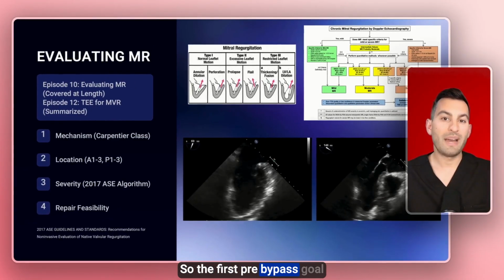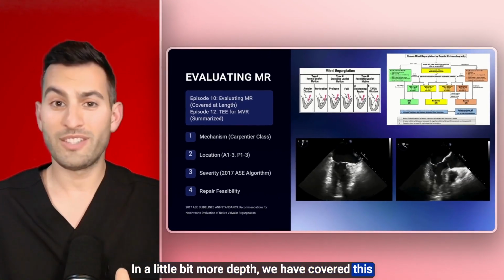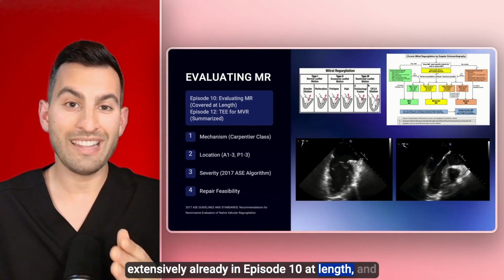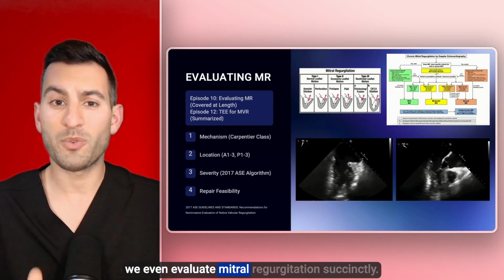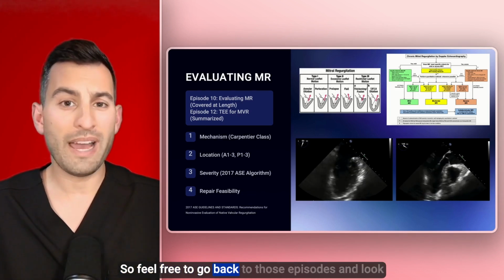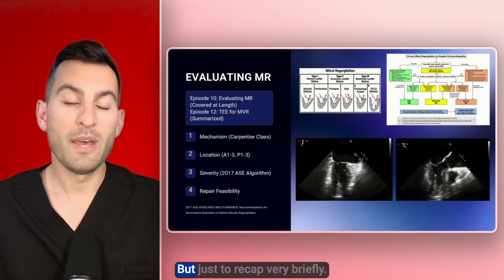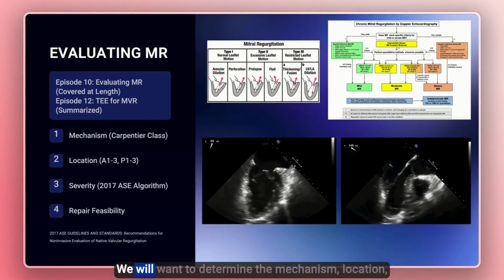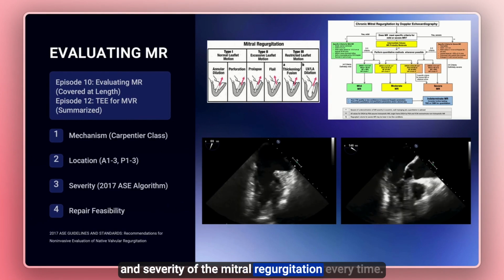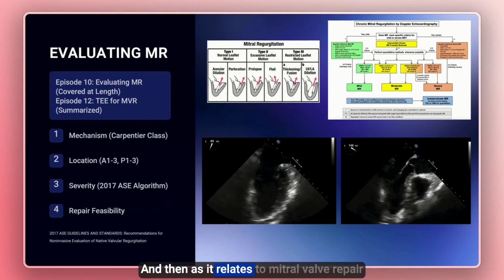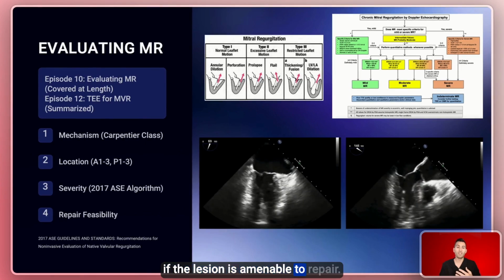So the first pre-bypass goal, evaluating mitral regurgitation in a little bit more depth. We have covered this extensively already in episode 10 at length, and then again in episode 12 summarized how we even evaluate mitral regurgitation succinctly. So feel free to go back to those episodes if you want a more in-depth assessment. But just to recap very briefly, we will want to determine the mechanism, location, and severity of the mitral regurgitation every time. And then as it relates to mitral valve repair surgery, we will also want to determine if the lesion is amenable to repair.